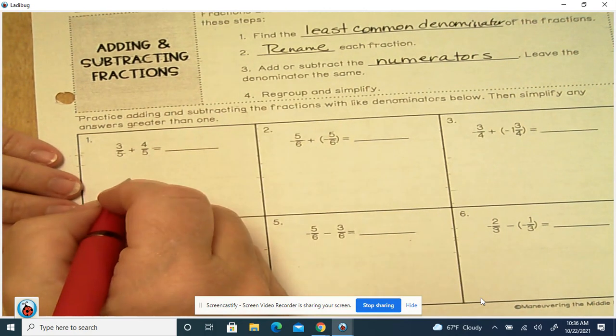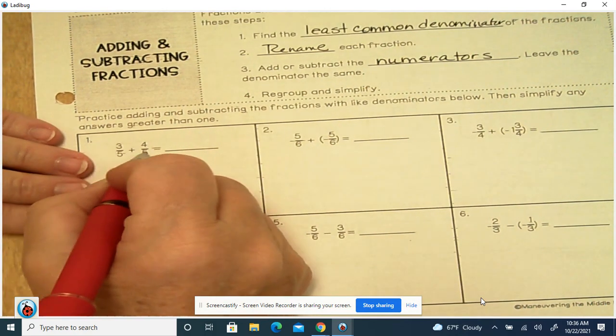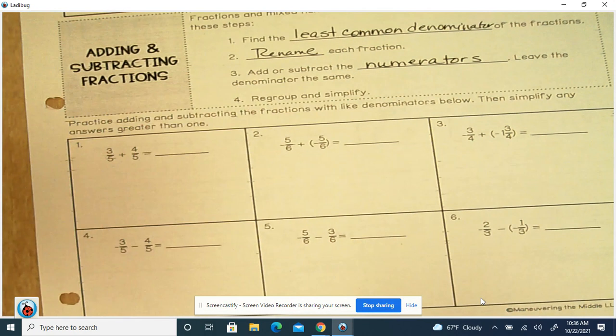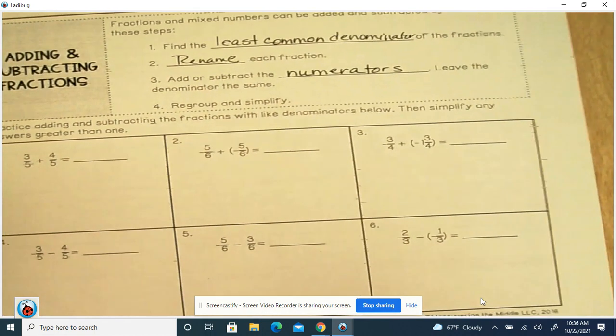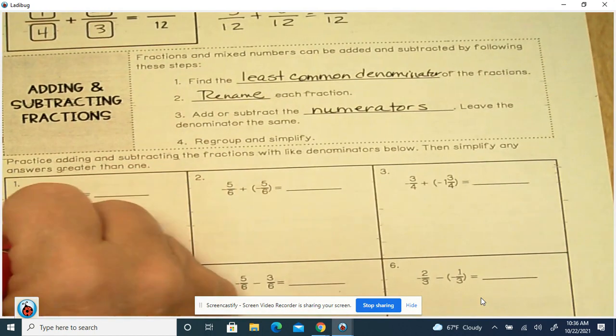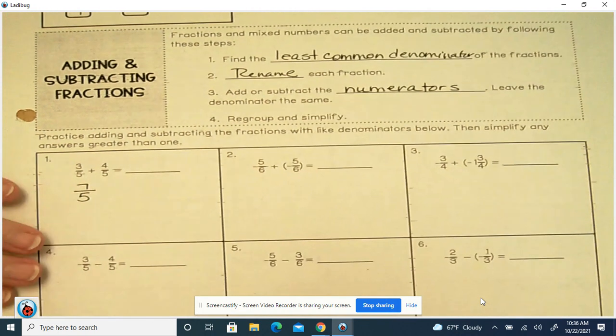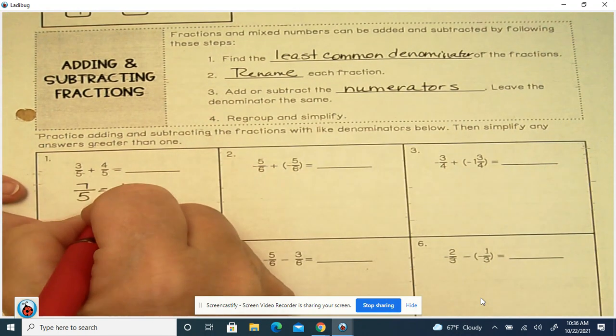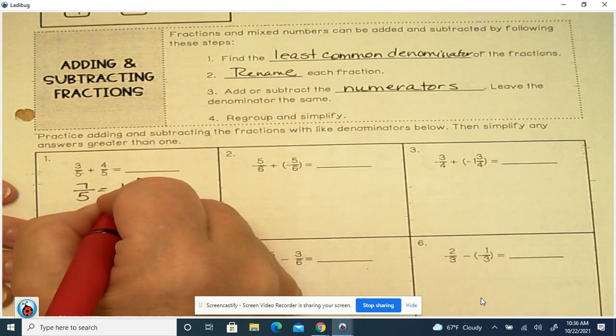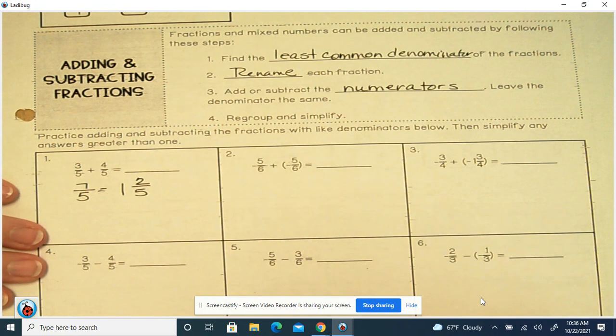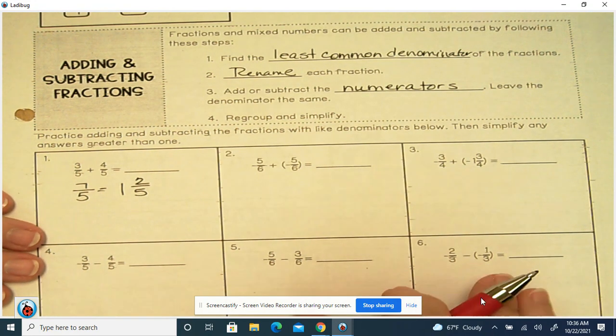Okay? Here in this first one, we have a common denominator, so all we have to do is add across. And 3 plus 4, we get 7/5. That's an improper fraction. So how many 5s are in 7? There's 1 with 2 left over. So your answer is 1 2/5.